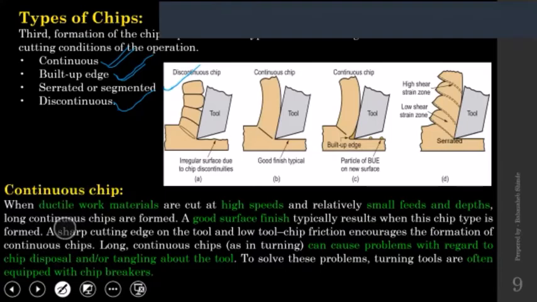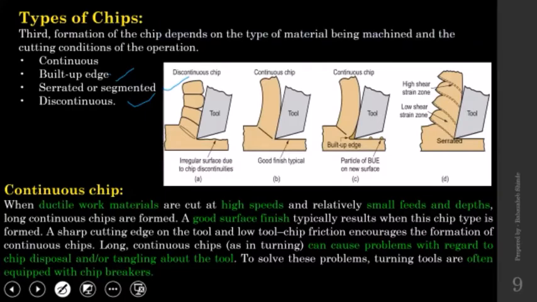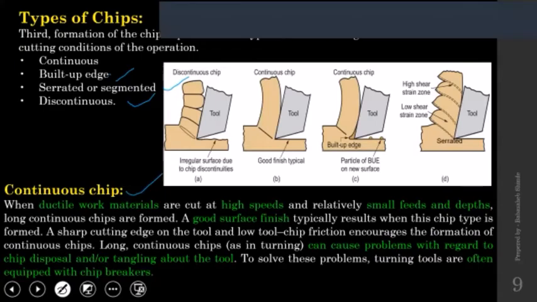Okay, so the 4 types are continuous chips, continuous with built-up edge, serrated or segmented, and the last one is discontinuous. So let's discuss each individual type of chip, when they form, and what are their advantages or disadvantages. So the first one is continuous chips.